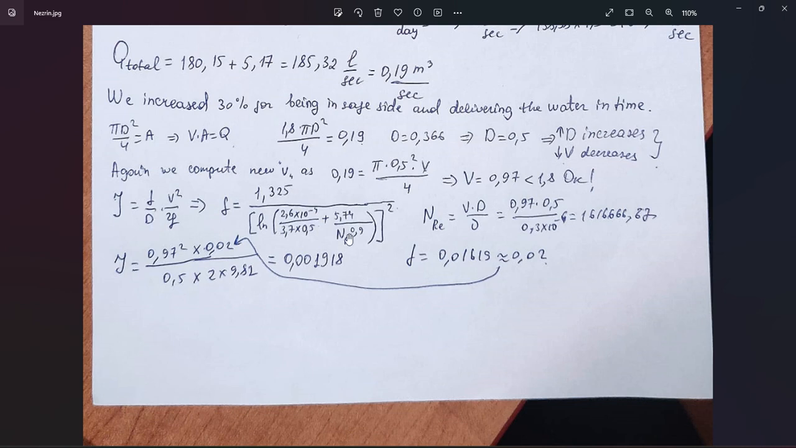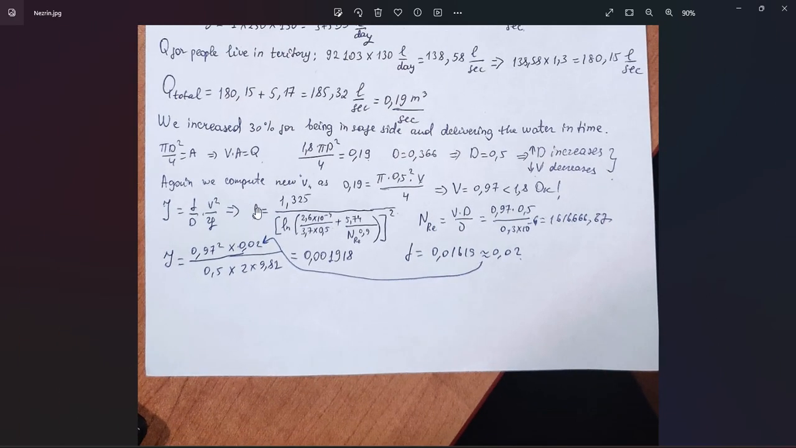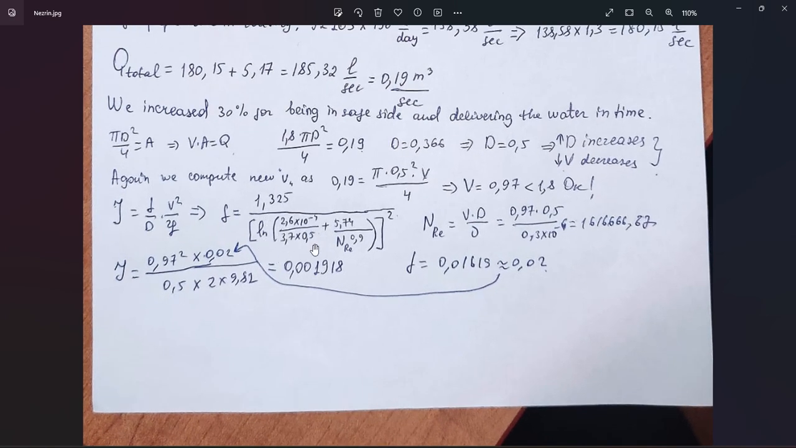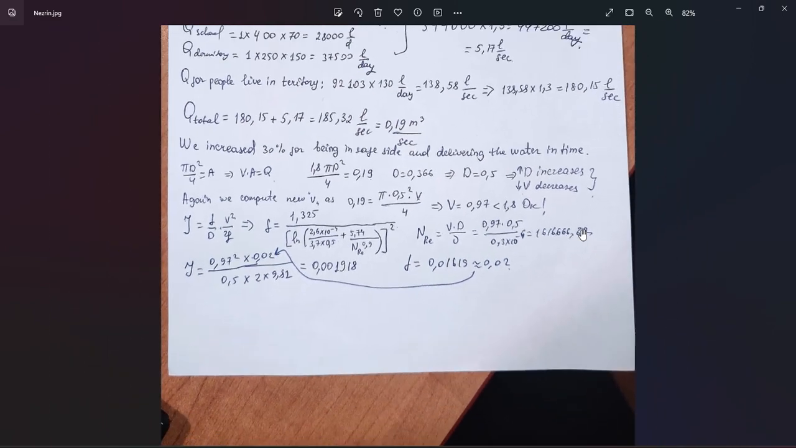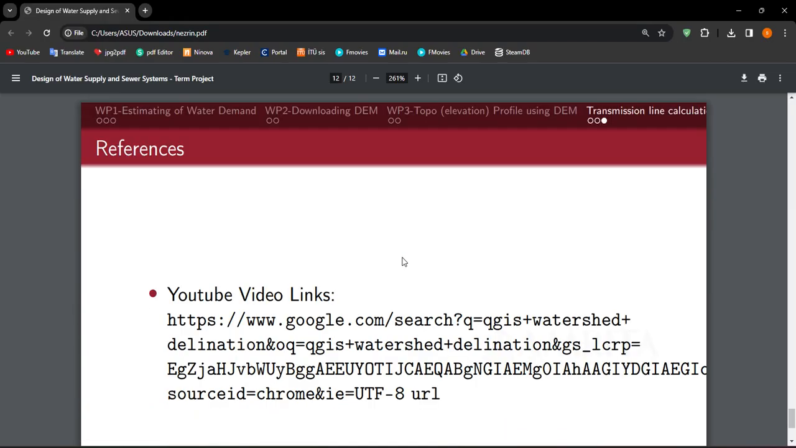After that, we will calculate phi, the friction coefficient in our Darcy-Weisbach formula. For this phi, a Reynolds number is needed. I found the Reynolds number like so, and finally getting phi, I found the slope. And according to this slope, I sketched my AutoCAD file like it.